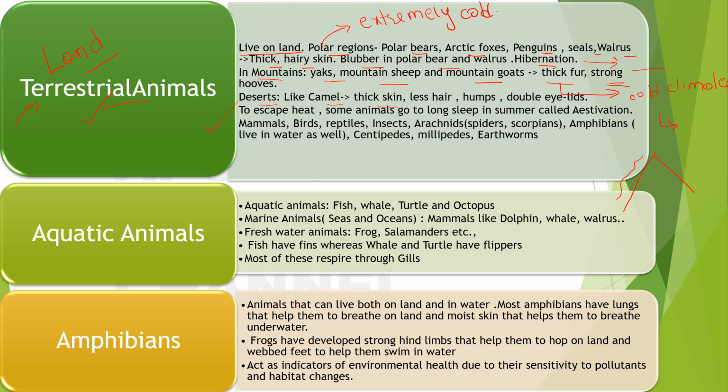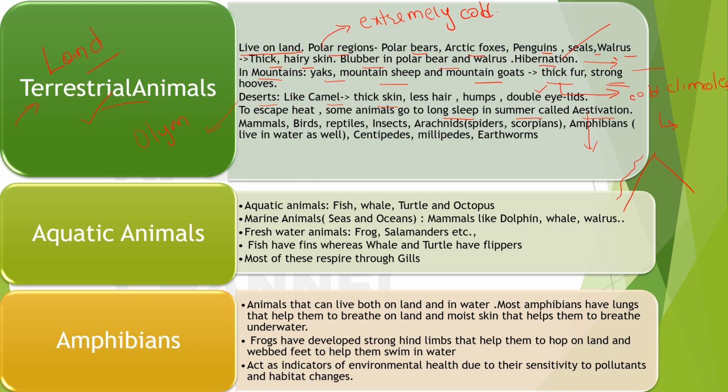and less hair and humps and double eyelids. Double eyelids, it is like there will be so much sand over there. So in order to avoid that sand getting into its eyes, double eyelids can be seen as an adaptation. Okay. To escape heat, some animals go into a long sleep. What is it? Long sleep in summer, called estivation. So in winter, winter sleep is hibernation and summer sleep is estivation. Okay. This may be an Olympiad question, about hibernation and about estivation.